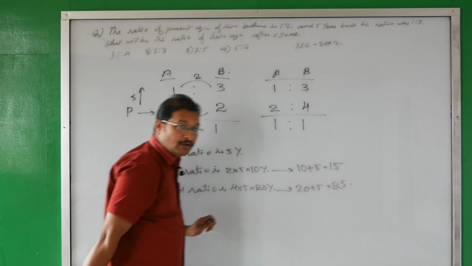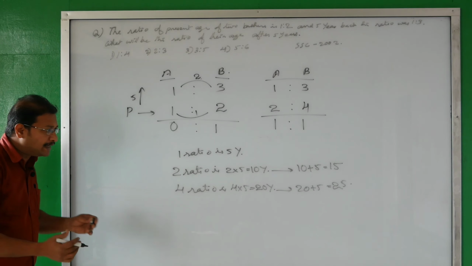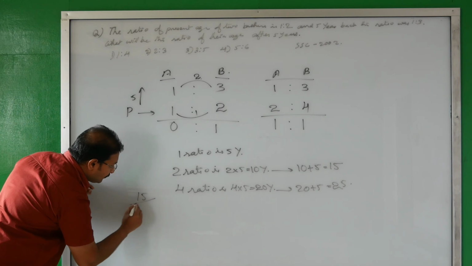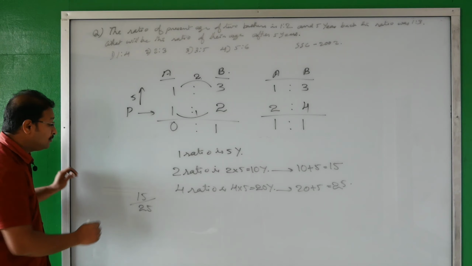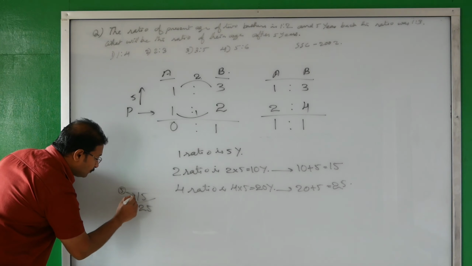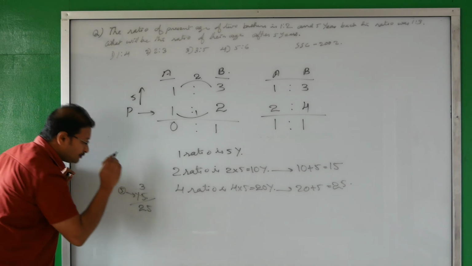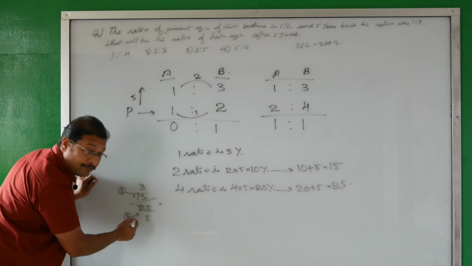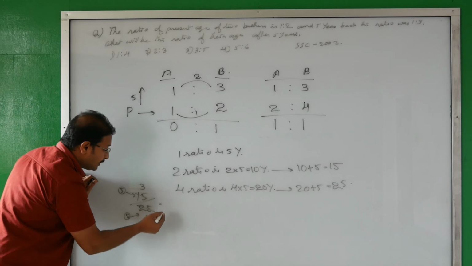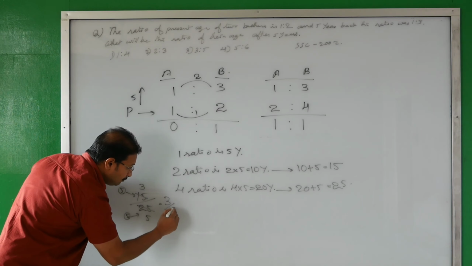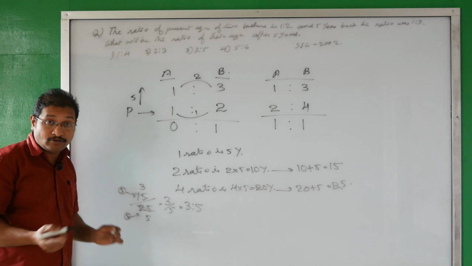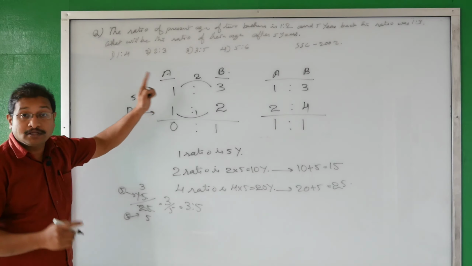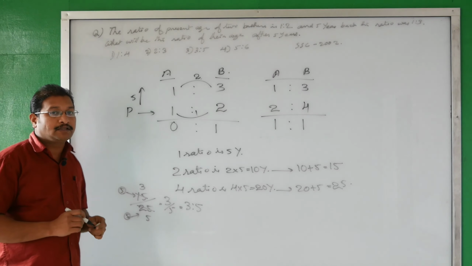Let's go for the ratio. Ratio means just divide it. 15 divided by 25 will cancel by 5. So 5 3s are 15, 5 5s are 25. That means we are now getting 3 by 5. You can write it as 3 is to 5. So which will be the right option? 3 is to 5 means the third option is the right answer.